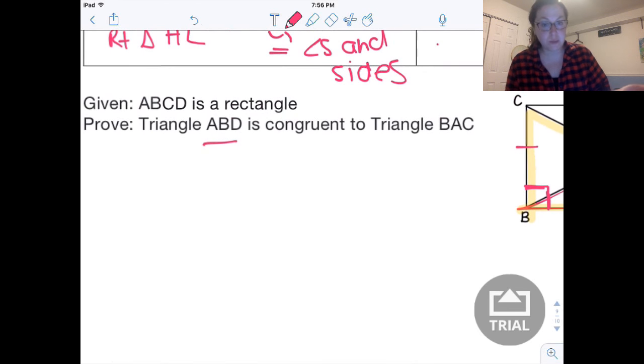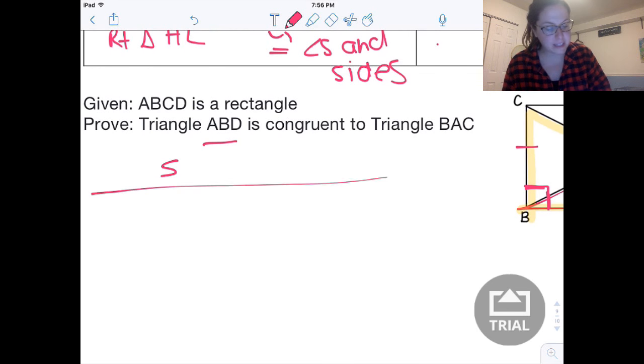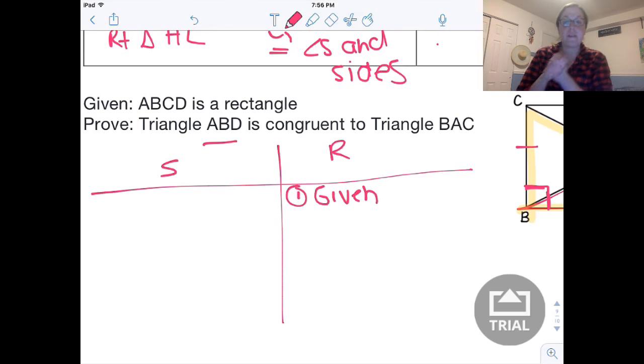So I'm going to say statement and reason. And again, on the midterm, you're going to write your given there. Caroline said, can we bring colors, pencils, or markers? Please bring them. That would be great.